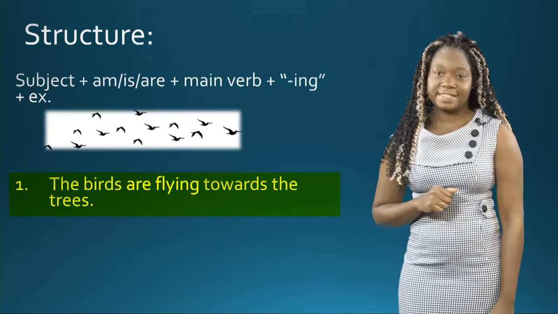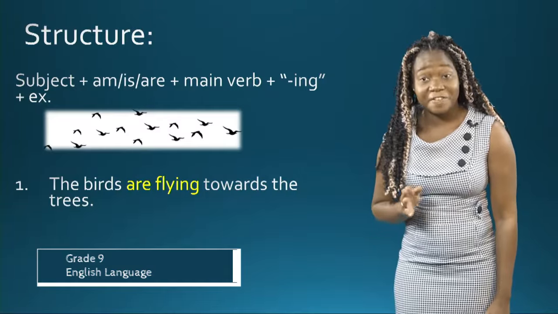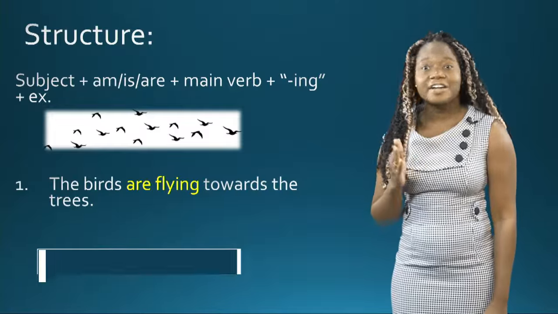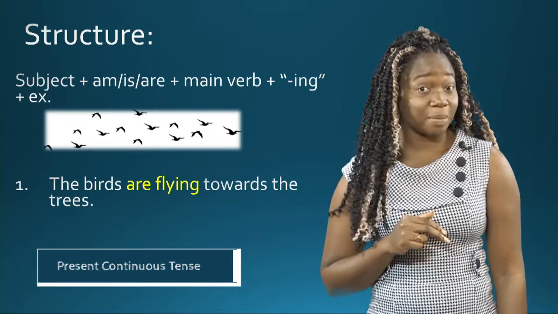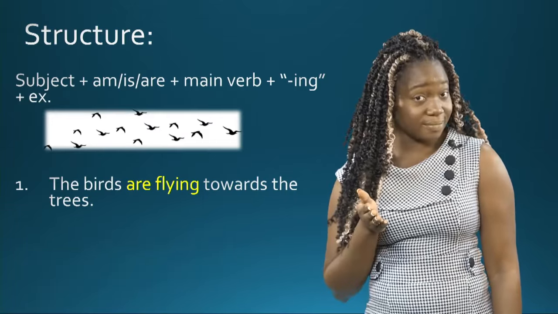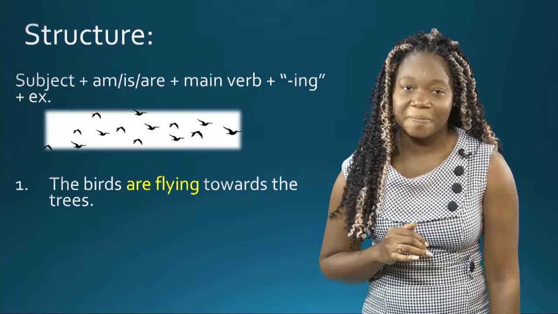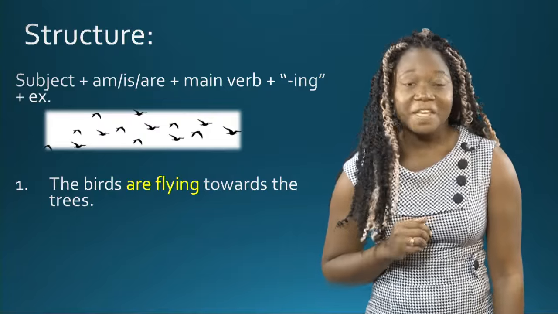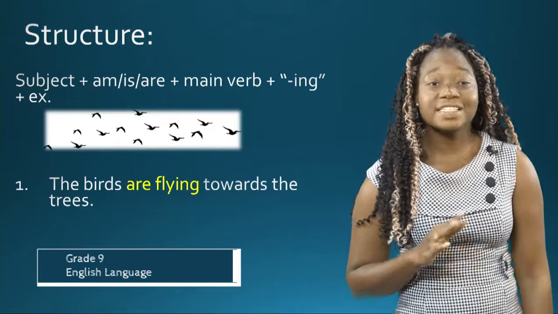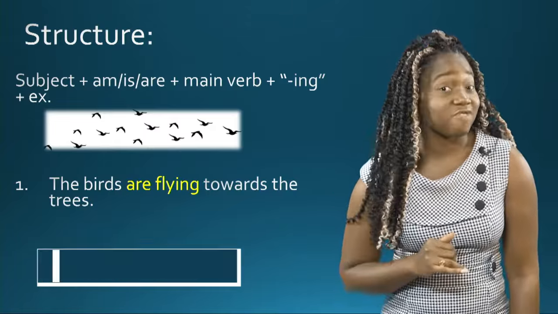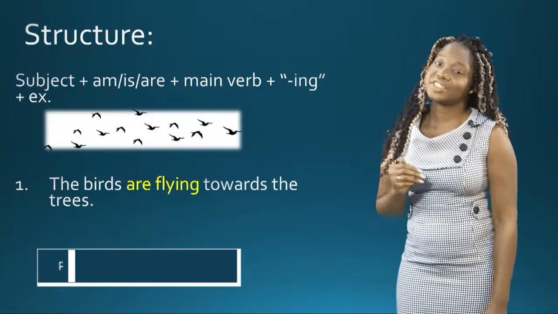What's the subject of this sentence? The birds. And the verbs there would be are flying. So you pick are from your option, am, is, or are. Picked are. Then we chose our main verb, which is fly. We added ing, flying, and then we continued with the extension, or the rest of the sentence. The birds are flying towards the tree.